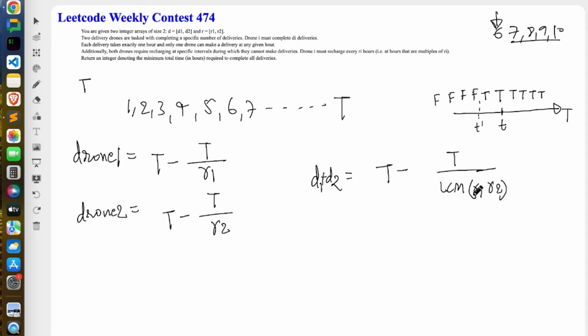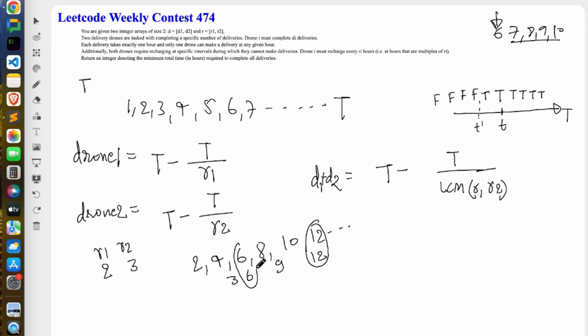So these are the bad times when both would be charging. Let's take an example. Let's say your r1 is 2 and r2 is 3. So what it means is that drone number 1 would be charging at 2, 4, 6, 8, 10, 12, and so on, right? Similarly, drone number 2 would be charging at time 3, 6, 9, 12. See, these are the common times when both would be charging.